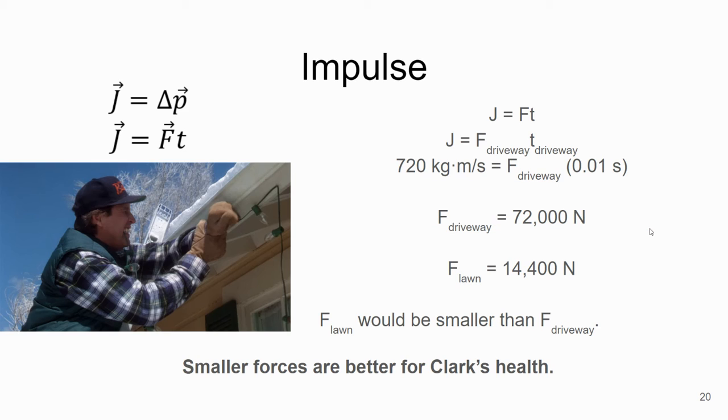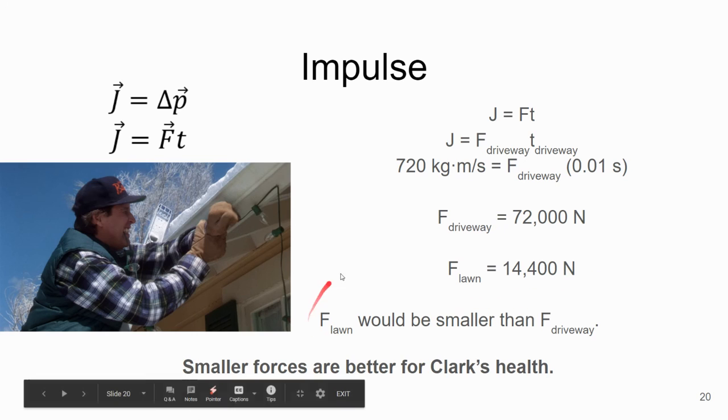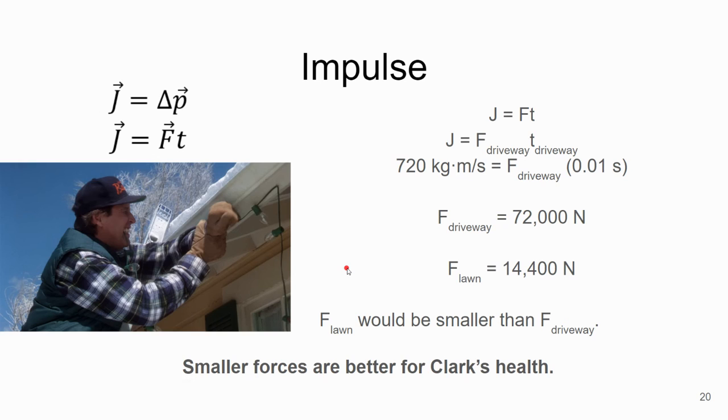So he gets a bigger force over a shorter amount of time to cause the same impulse when he lands on the driveway. So that is the difference. That is why you don't want to land on the driveway, because it will give you a bigger force. You won't get a bigger impulse. The impulse will be the same, but you will get a bigger force because you're getting that force for a shorter amount of time. And like it says in bold, smaller forces are better for Clark's health and better for your own health too. Throughout your life, try to avoid having very large forces applied to you because those are the forces that hurt you.